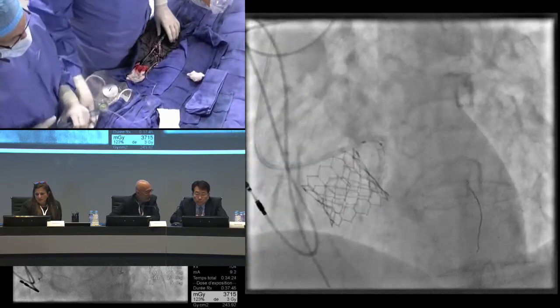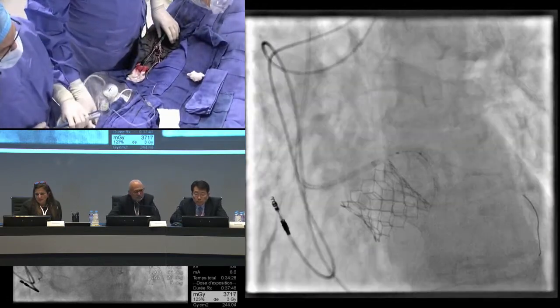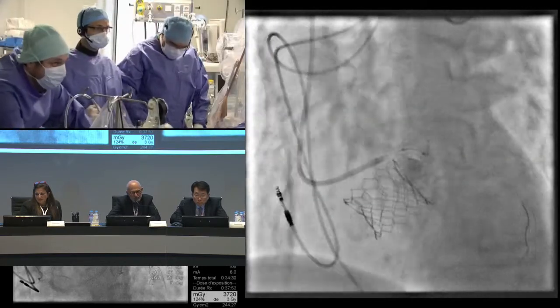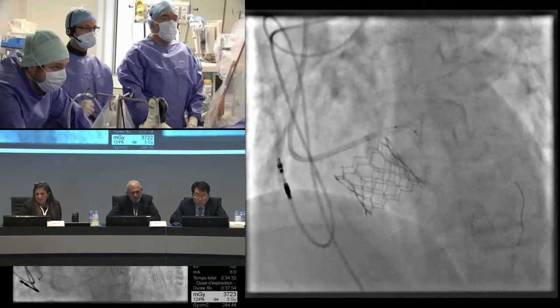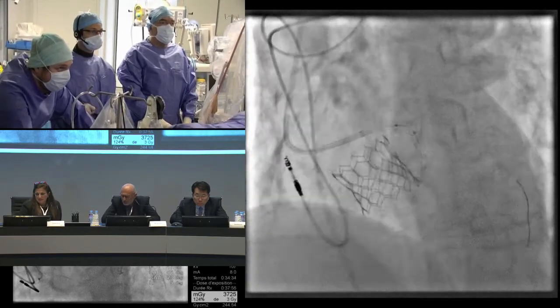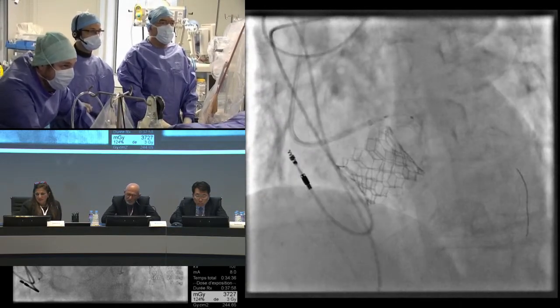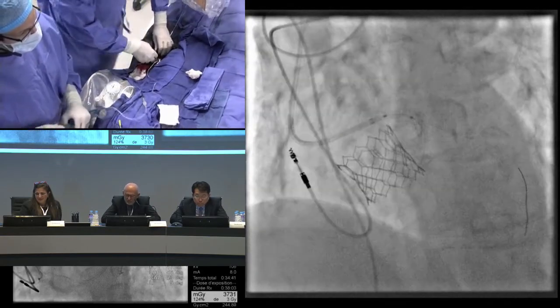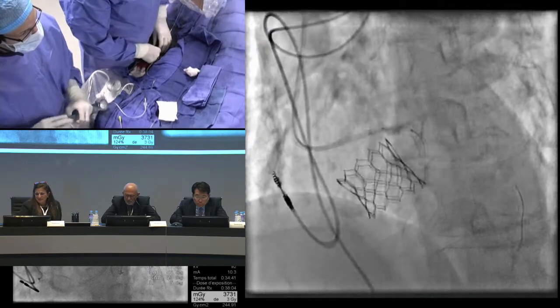ostium. And remember that test. I think we have to pull back a little bit the balloon. I pull back, disengage my guiding catheter. I place my balloon here with the proximal marker inside the aorta. And then we can take again 14 atmospheres.